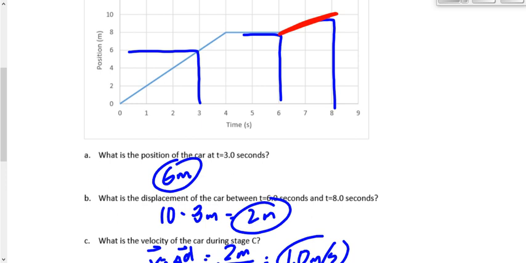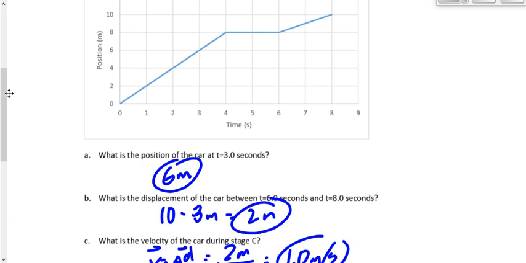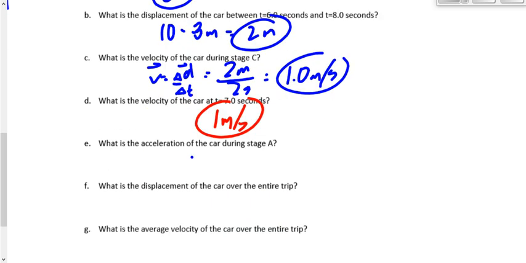In the end, if we have a straight line on a position time graph like we do here, what does that represent? Let's go back to the shapes. Position time graph, what does it mean? Constant positive velocity. If it's constant velocity, what's the acceleration? 0 meters per second squared. So there's nothing to calculate there. We just know that it's 0 as it is a constant velocity.